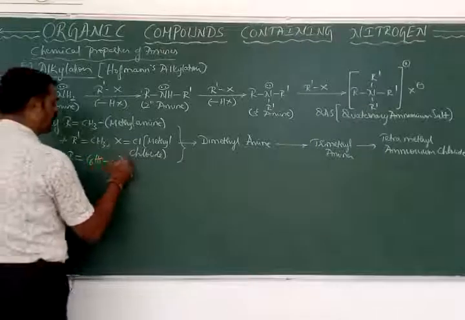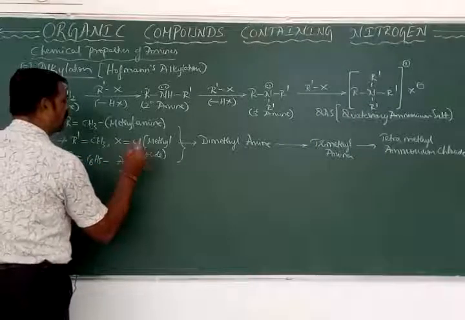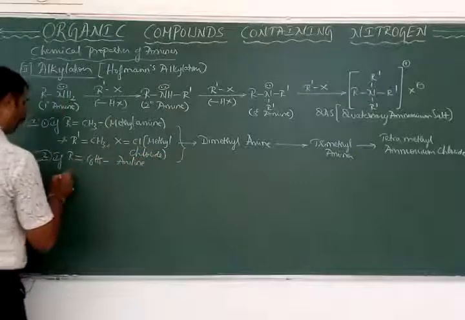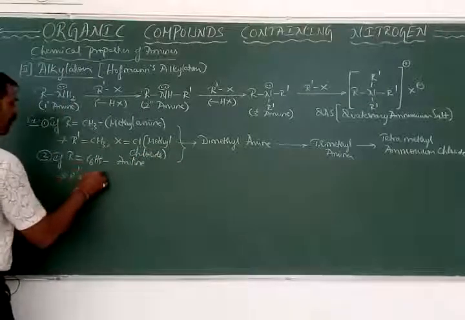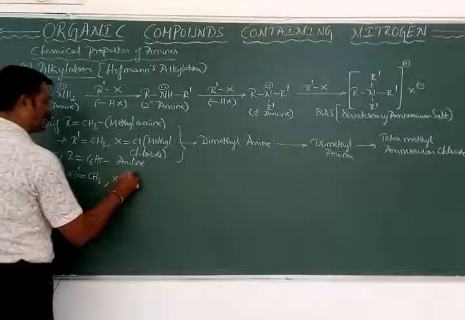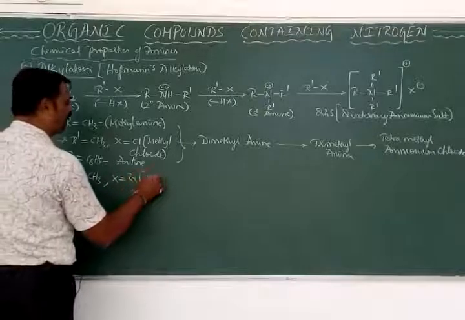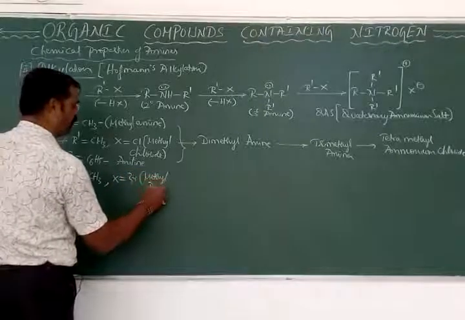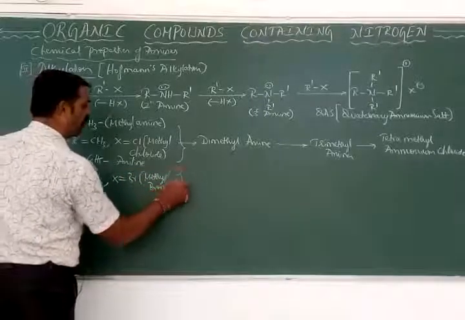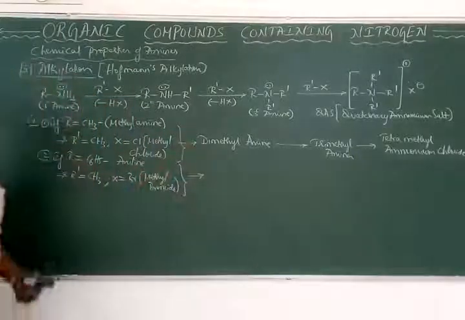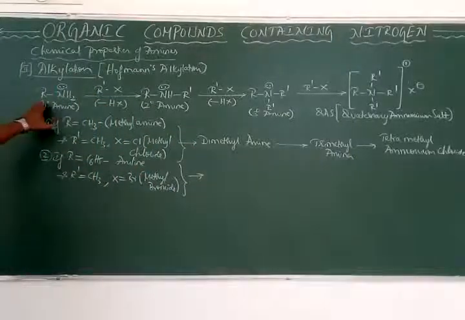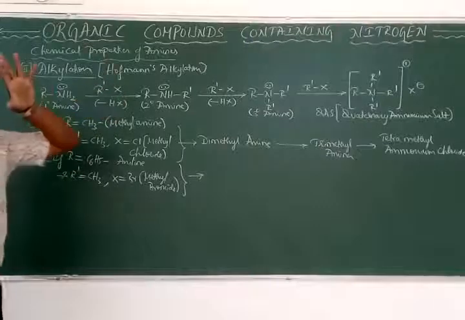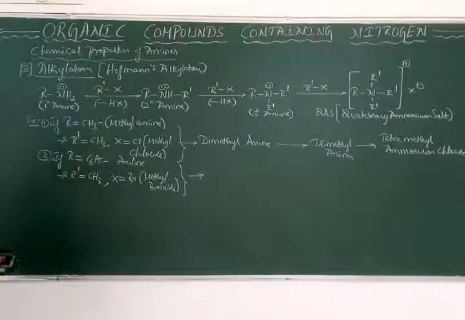Then it is called aniline, or benzenamine. And R' is equal to, for example, CH3 and X is equal to Br. It is called methyl bromide. Which bromide is it? Methyl bromide. Just put here R is equal to C6H5, R' is equal to CH3 and X is equal to Br. So what's the first product here?